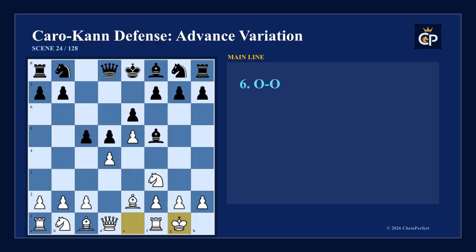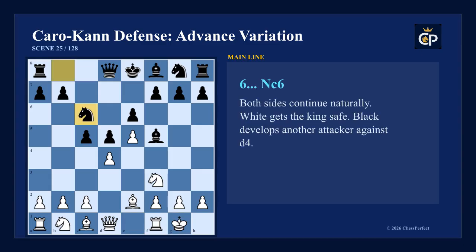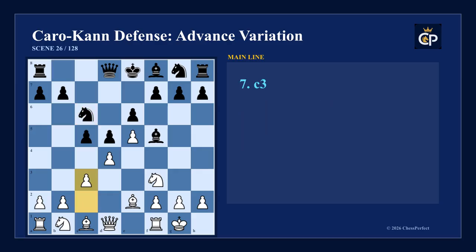Kingside castles. Knight c6. Both sides continue naturally. White gets the king safe. Black develops another attacker against d4. c3.